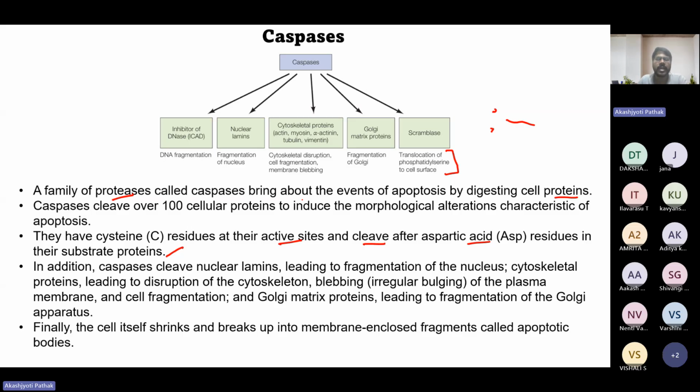They are degrading the proteins that are present in the nucleus, the cytoskeletal proteins, and the Golgi matrix proteins, and as a result it leads to cellular death. In addition, caspases cleave nuclear lamins, leading to fragmentation of the nucleus; the cytoskeletal proteins, which leads to disruption of the cytoskeleton, blebbing of the plasma membrane, and cell fragmentation; and the Golgi matrix proteins, leading to fragmentation of the Golgi apparatus. Finally, the cell shrinks and breaks up into membrane-enclosed fragments called apoptotic bodies.